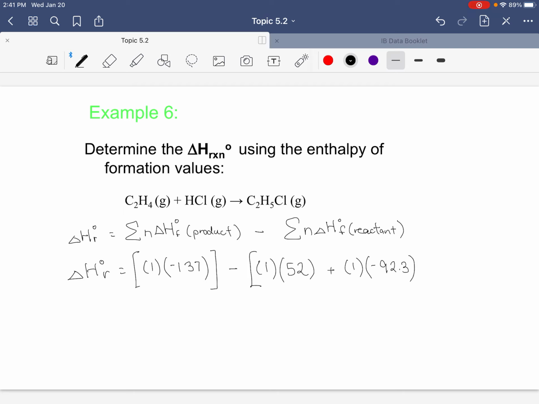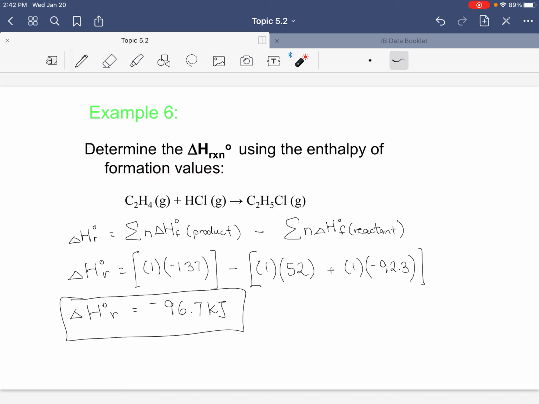Okay, that's it. No more reactants. So make sure you do this right mathematically, and you should get an overall 96.7 kilojoules worth of energy. So this reaction right here is an exothermic reaction, with a yield of negative 96.7 kilojoules worth of energy.